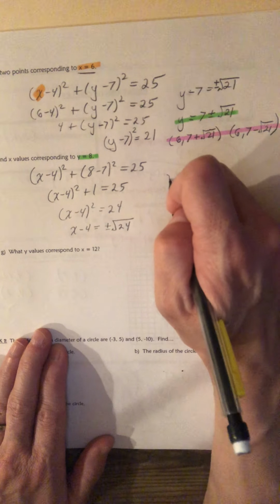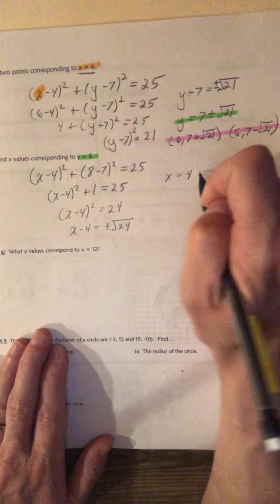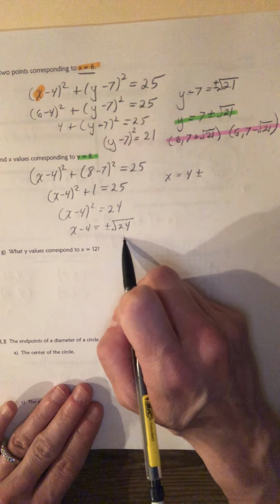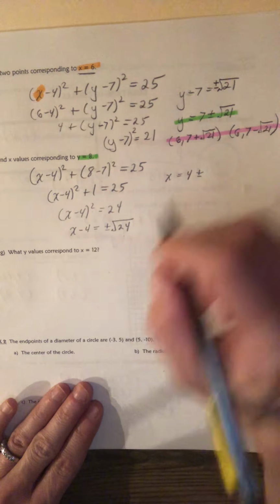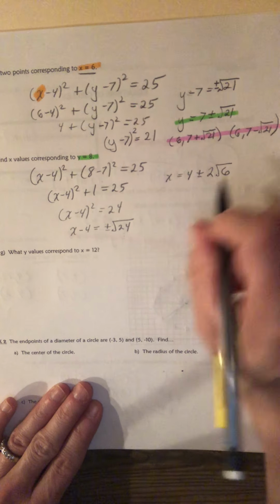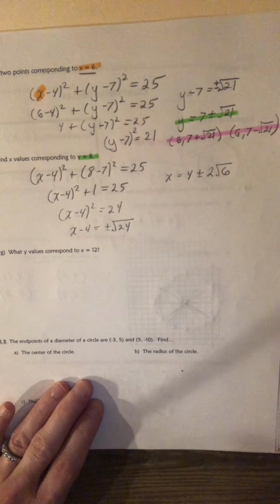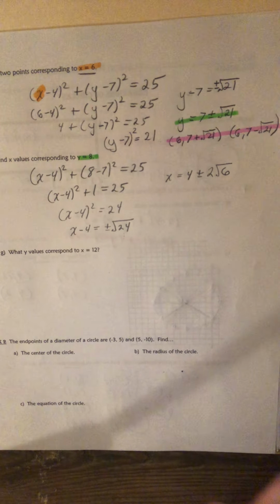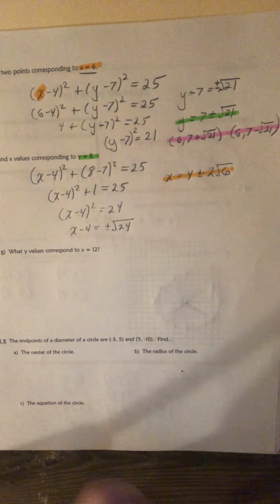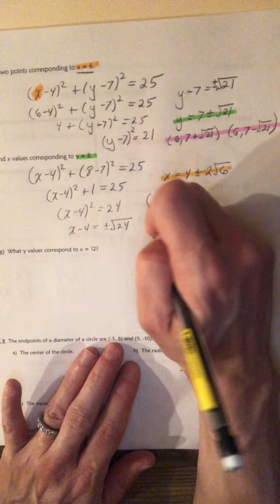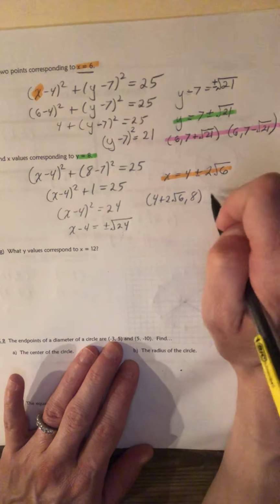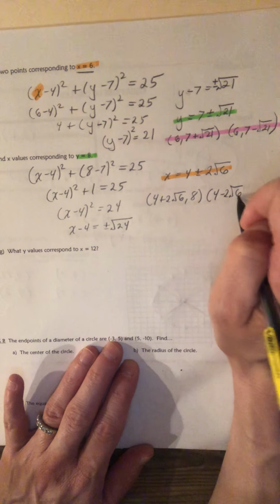Now I can add 4. But be careful, I can simplify this. 4 is a perfect square factor of 24. So the square root of 4 is 2, and then 4 goes into 24 6 times. So it should be x equals 4 plus or minus 2 root 6. So now this is my answer for x. I have two values of x. And if I put it in coordinate points, I'm going to have (4 plus 2 root 6, 8) and (4 minus 2 root 6, 8).